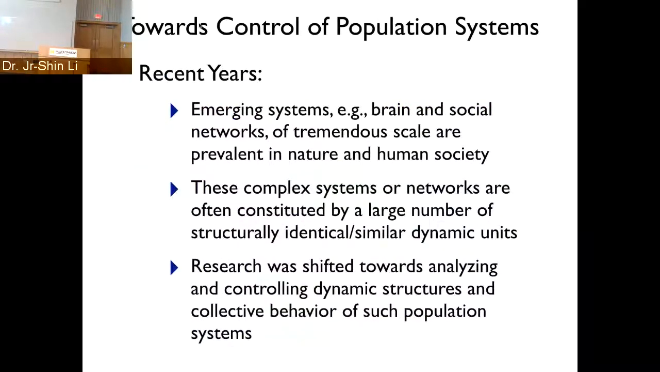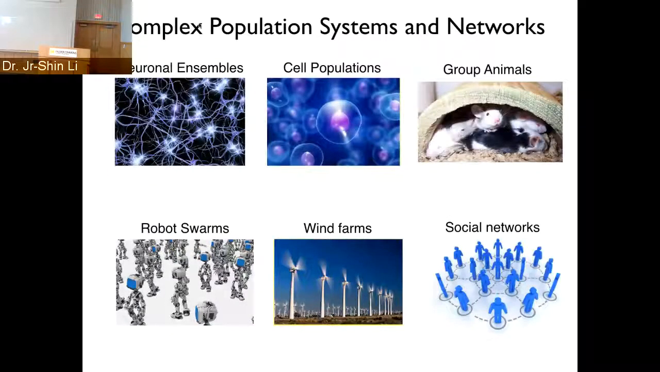Now in recent years, we have seen a lot of complicated systems like brain and social networks of tremendous scale, and they are prevalent in nature and human society. These complex systems or networks are often constituted by a large number of structurally identical or structurally similar dynamical units. So we are seeing a significant shift of research towards analyzing or controlling collective behavior of population systems. Here are some widely observed population systems: neurons, cell populations, group animals, robots, wind farms, and social networks.